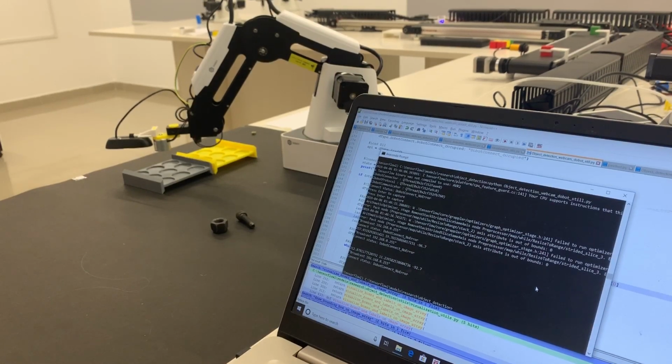So this is a deep learning project. The main components here are using a Dobot. So we used a Dobot Magician. We have Python API available for Dobot Magician.